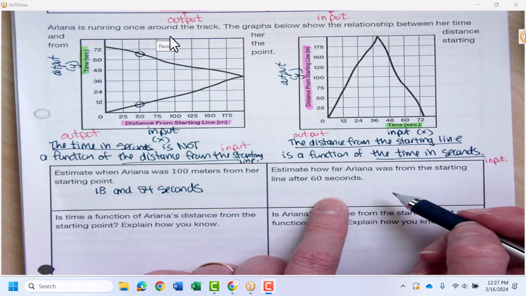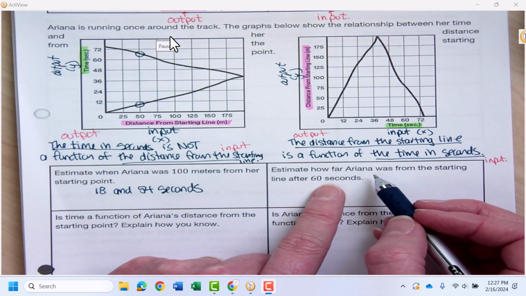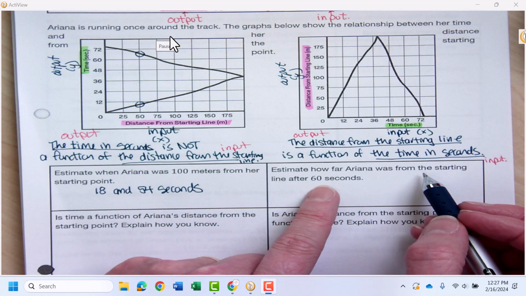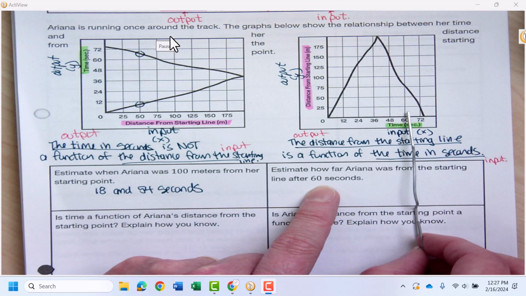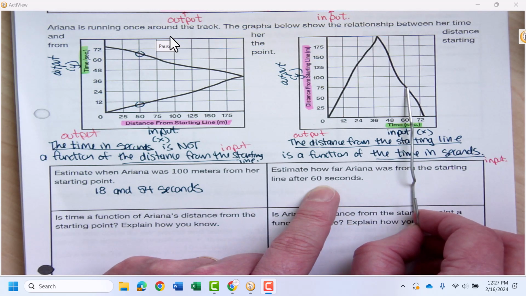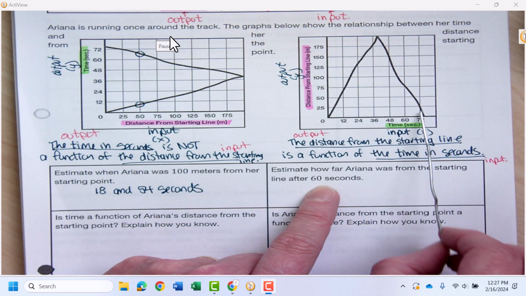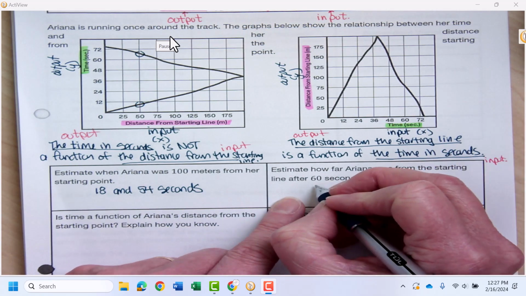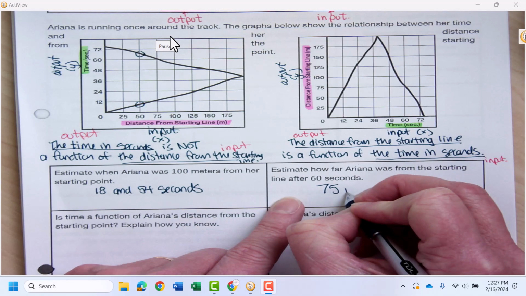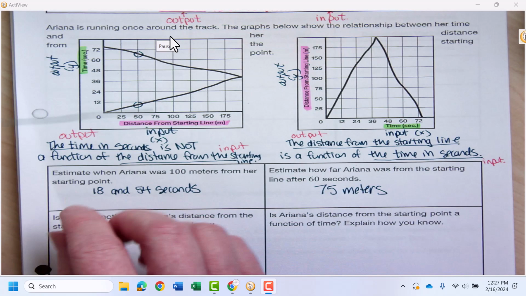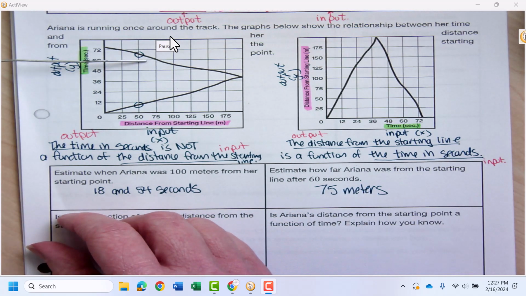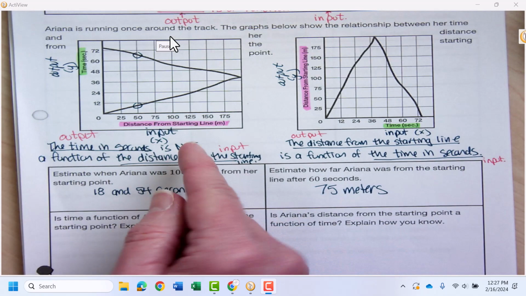And secondly, estimate how far Ariana was from the starting line after 60 seconds. We could probably use either one of these graphs for it. We'd get the same thing. But this one's right above us. It's set up for seconds. So 60 seconds looks like about 75 meters. At 60 seconds, she's 75 meters away. And just for the record, if I went to this graph and I looked at 60 seconds, that's 75 meters as well. They're just flipped on their axes.